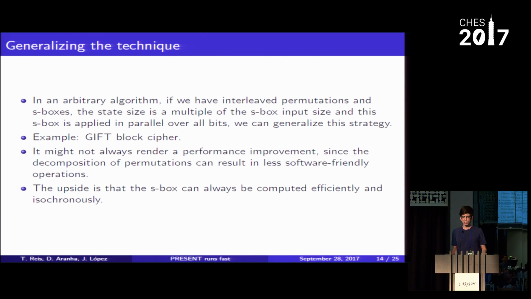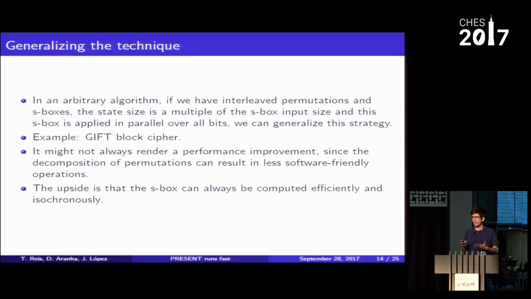And this technique can be generalized. For PRESENT, it's very convenient. The permutations have very special properties, but the technique can be generalized as long as we have a substitution permutation network that goes like PRESENT, so using S-boxes over consecutive bits and going through all the state and then performing bit permutations. One such example is GIFT, which was presented yesterday, and the same technique can be applied to that algorithm.